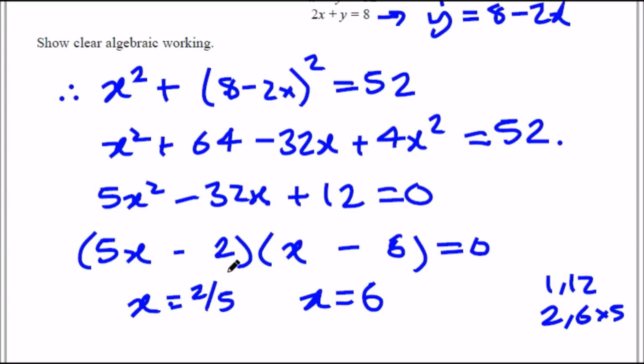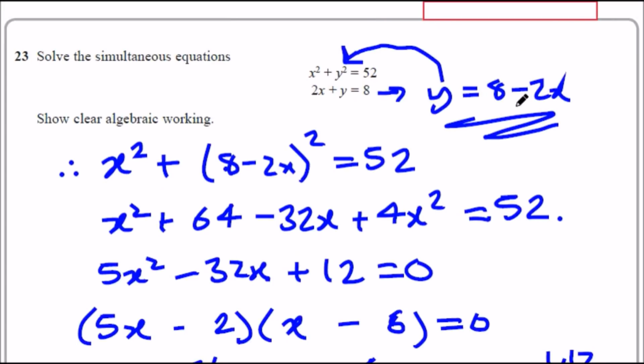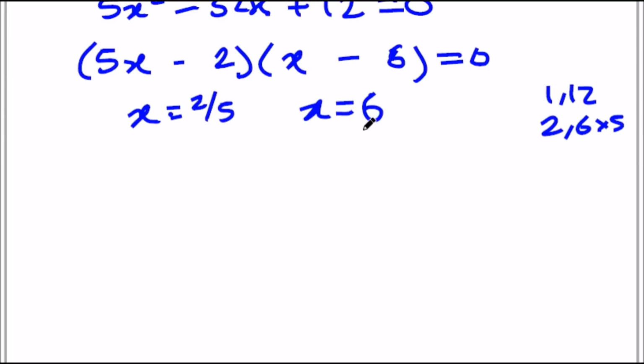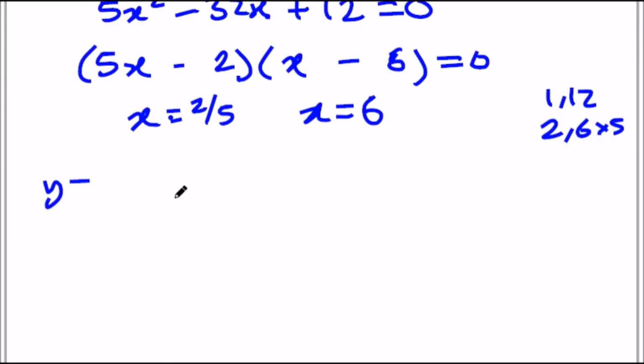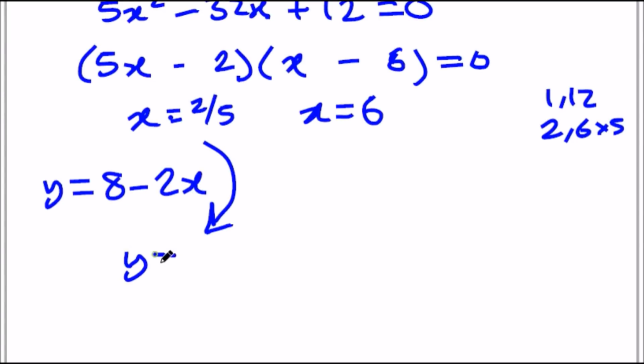That's easily done. Now all we want to do is plug these x values back into your original y equation, which is up here. So copying this down, y equals 8 minus 2x. When you plug in the first x value, you should get, let me just put that in, 8 minus 2 times 2/5. I got y equals 36 over 5. And if I do the same thing and plug in the other x value into this equation, I should get minus 4.